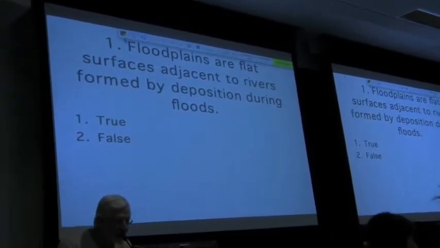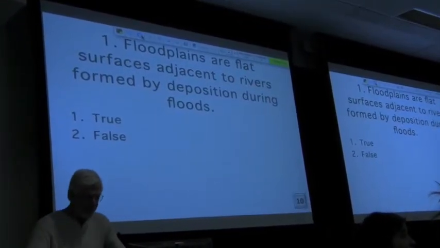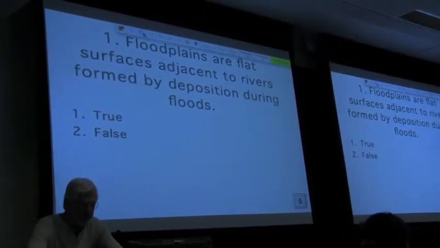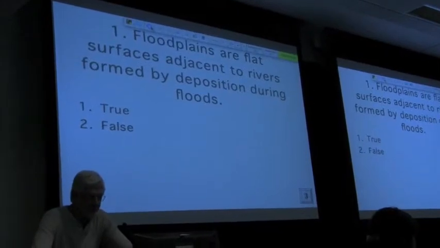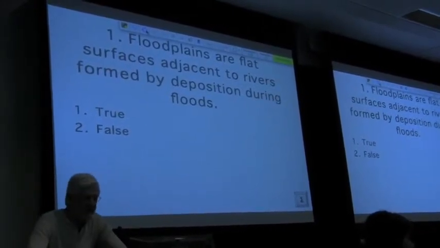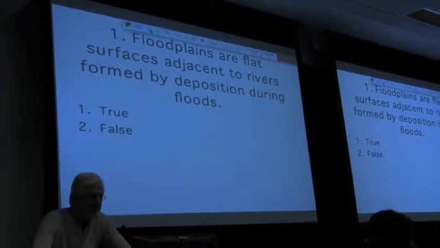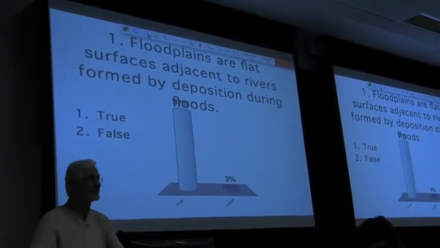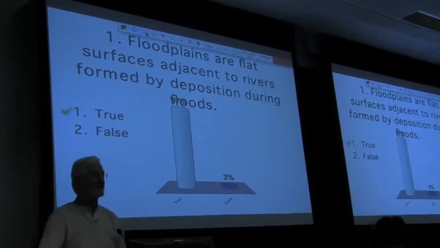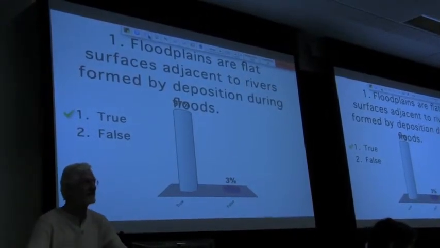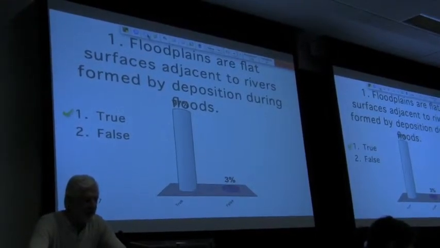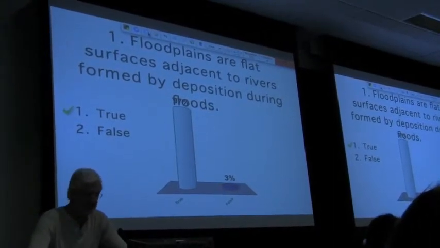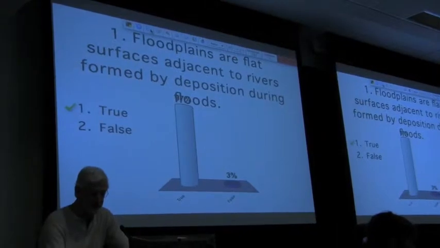And now I got the countdown. All right. There we go. 10, 9. Is that right? Okay. 5 more seconds. And you said, wow, 97% said true, and that's right, absolutely. What if I turn this around and said floodplains are flat surfaces formed by erosion? False, okay. You'll see it either one way or the other.